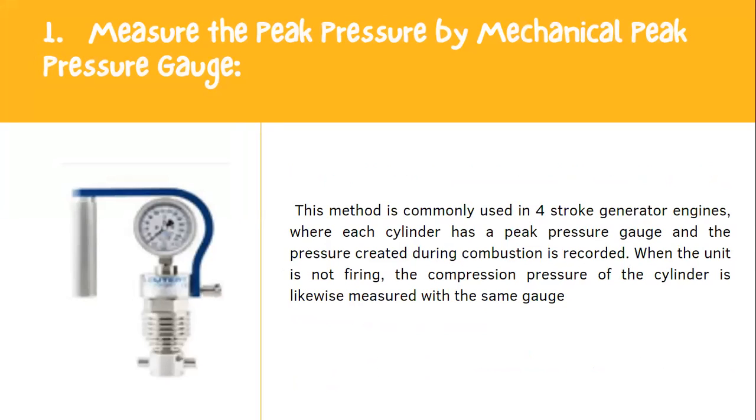I'm Engine Cadet Barbadillo. Number one, measure the peak pressure by mechanical peak pressure gauge. This method is commonly used in four-stroke generator engines, where each cylinder has a peak pressure gauge and the pressure created during combustion is recorded. When the unit is not firing, the compression pressure of the cylinder is likewise measured with the same gauge.